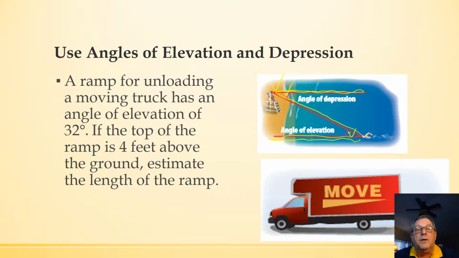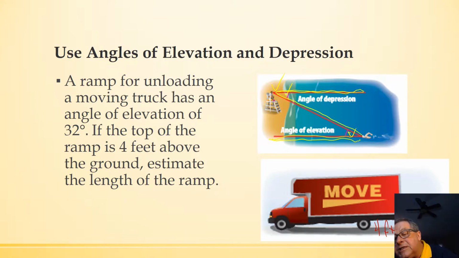A ramp for unloading a moving truck has an angle of elevation of 32 degrees. If the top of the ramp is 4 feet above the ground, estimate the length of the ramp. So we're told that this angle of elevation here is 32. And here we got ground level. And here we're told that from the ground level to the top of the ramp here on the truck is 4 feet. And we're asked to find the length of the ramp, x.